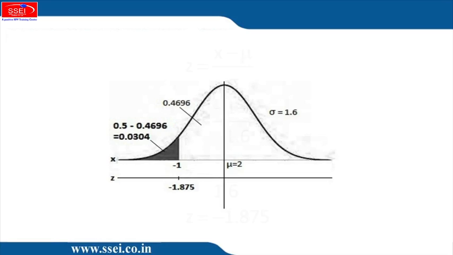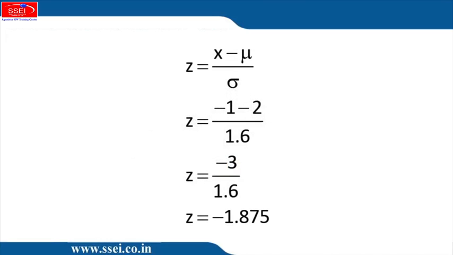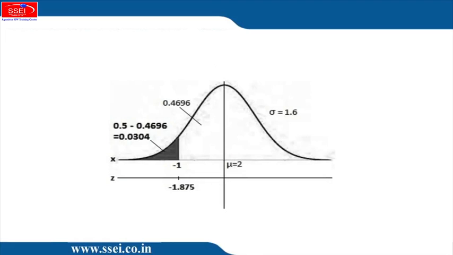What is the formula for z? Z equal to x minus mu divided by sigma. So you get -1 minus 2 divided by 1.6, that comes to minus 1.875. So I mark minus 1.875 in the graph. Please have a look at the graph.